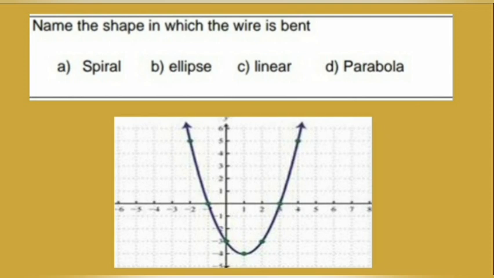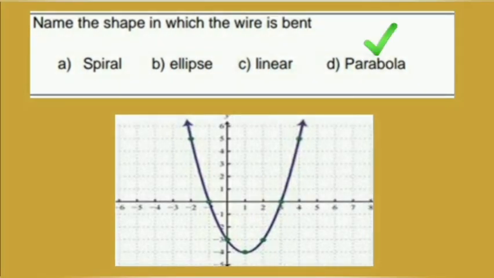Options being spiral, ellipse, linear and parabola. So we can identify that the shape is a parabola. In fact, it is an upward parabola. It is opening upwards. So we will mark the correct option over here, that it is a parabola.